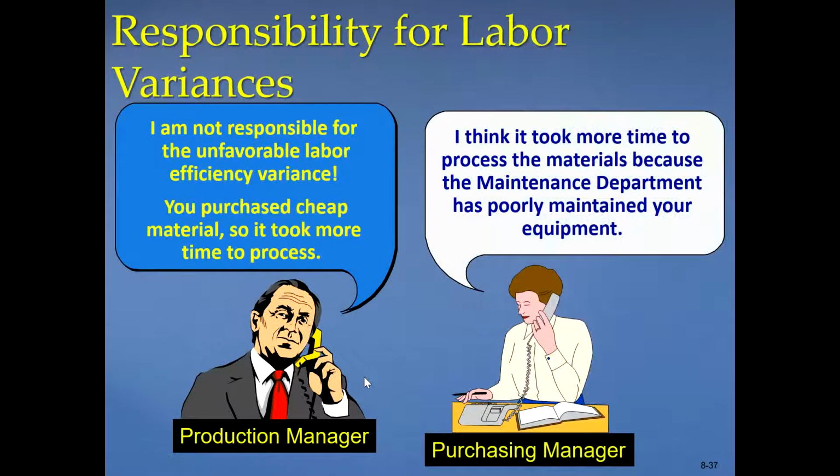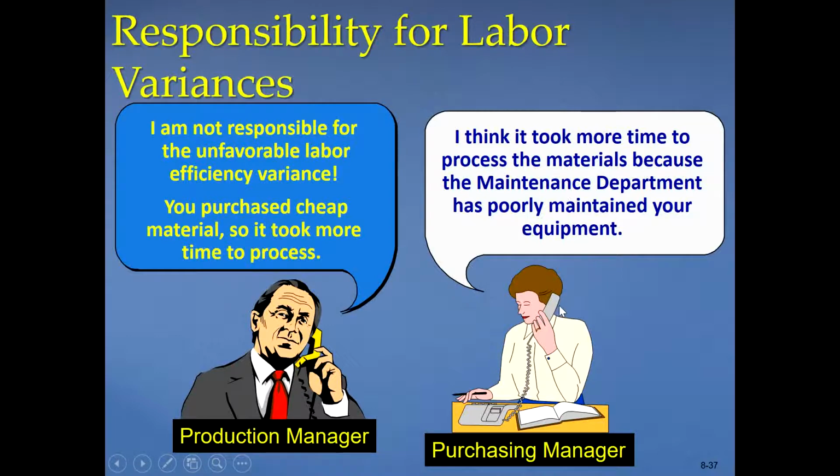Now again, who is going to be blamed? The production manager says, no, I'm not responsible, right? Why? Because it is from the purchasing manager. He purchased the cheap material, so it took more time, right? Now why does the purchasing manager say no? Because it took more time to process the material, because the maintenance department did not maintain the equipment well. So there were a lot of machine breakdowns, or suddenly the machine stopped working. So maybe it is a responsibility of the maintenance department.